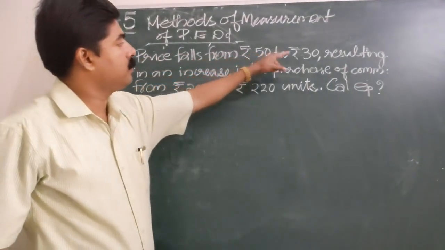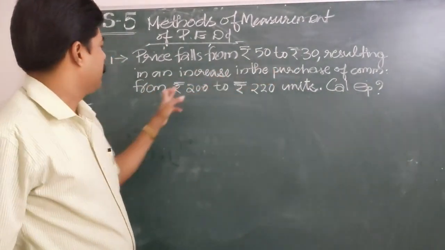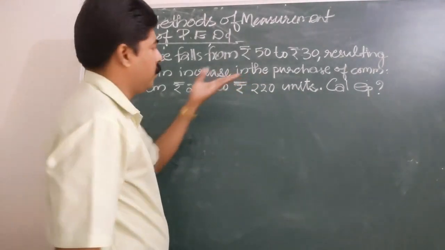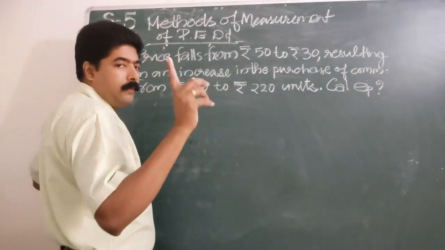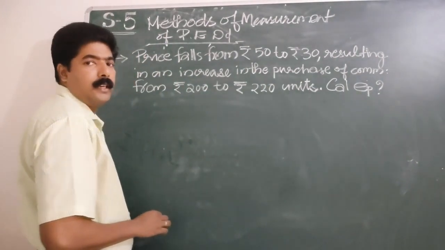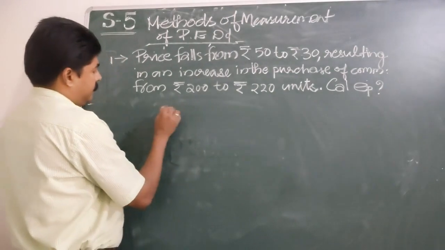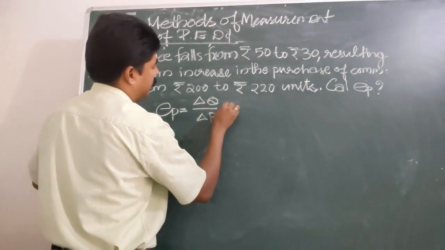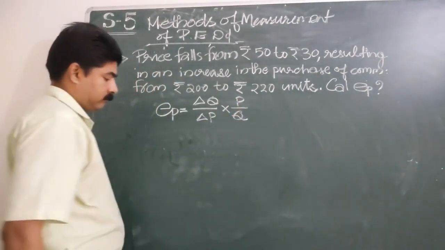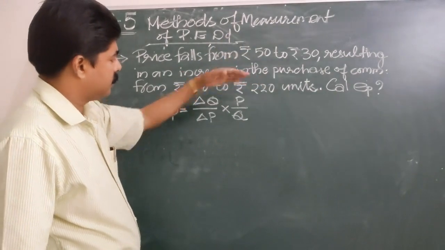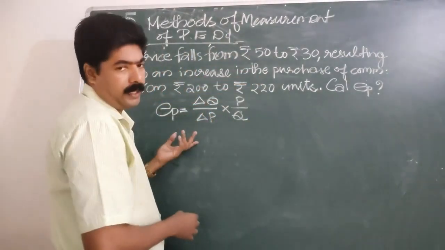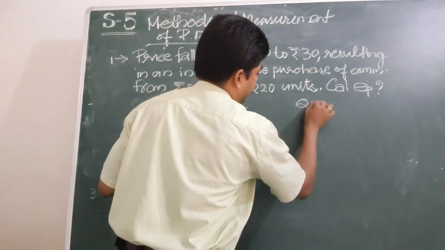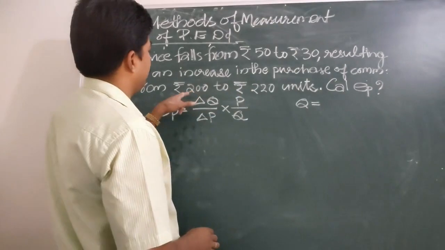Price falls from rupees 50 to 30, resulting in an increase in the purchase of commodity from 200 units to 250 units. According to the question, first let us write the formula. There are two formulae, and in this case we have been given different prices and different quantities. Therefore, we write the formula: price elasticity is equal to delta Q upon delta P into P upon Q. Now, as per the question, we have to find the value of delta Q. For finding delta Q, we need Q and Q1. Q is the initial quantity. Initial quantity is 200.